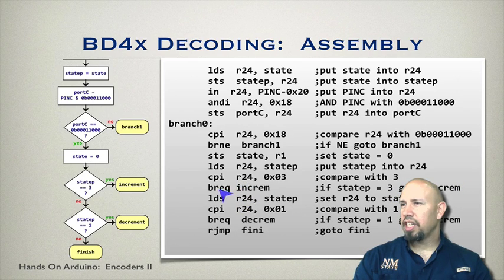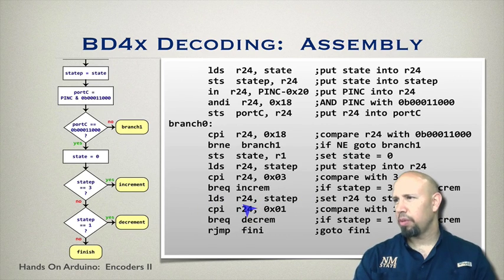So if it continues, that means it's not equal to 3. So that's the no. So we're going to load the past state into register 24 again and compare with 1. That is, we want to check to see if the past state is equal to 1. Notice here, actually, this code probably could be omitted because when we did this compare, it didn't actually change register 24. So we actually could leave this line of code out and streamline it a little bit.